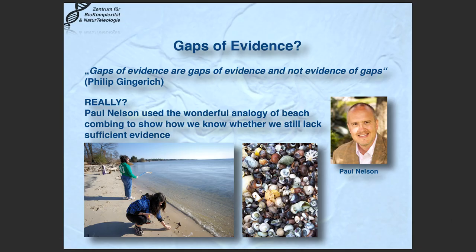And of course, Darwin was quite aware that the fossil record is in conflict with this prediction. And Darwin said, well, that's probably because of the incompleteness of the fossil record. And that was a quite legitimate explanation in his time. And still in the 20th century, the famous vertebrate paleontologist Philip Gingerich said, well, gaps of evidence are gaps of evidence and not evidence of gaps. So in a way, these discontinuities that we find in the fossil record are artifacts of undersampling and of our poor knowledge of the fossil record and its incompleteness, but it's not really out there in nature. But we can test this, and there was a nice suggestion made by my colleague Paul Nelson.